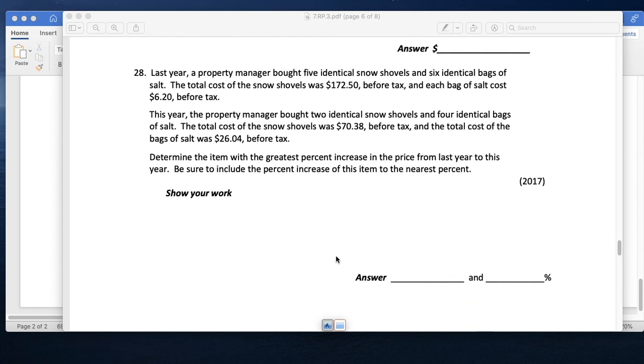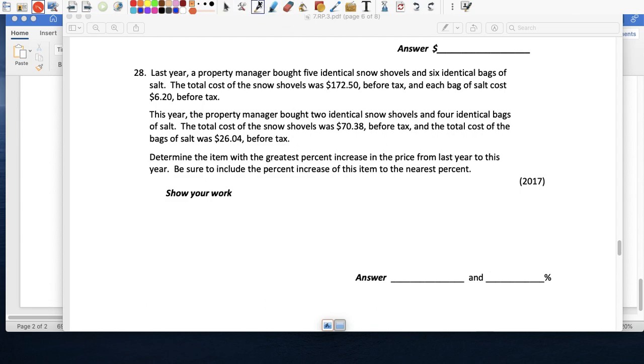I remember this question. Determine the item with the greatest percent increase from the price last year to this year. Okay, last year the property manager bought 5 shovels and 6 bags of salt. The snow shovels were a total of $172.50, and each bag of salt was $6.20.